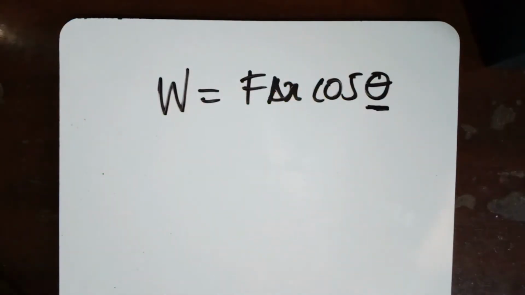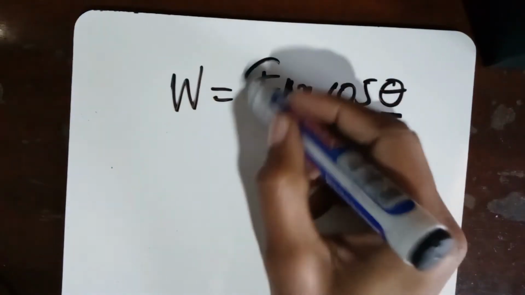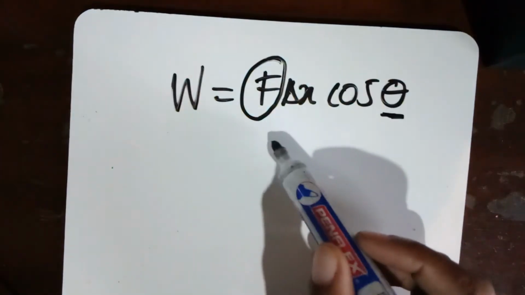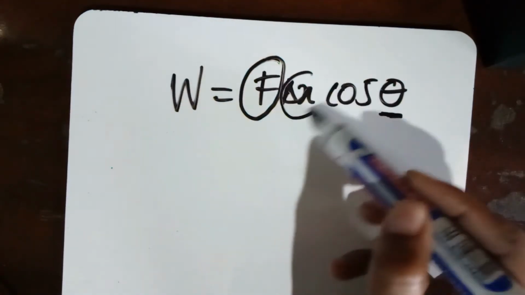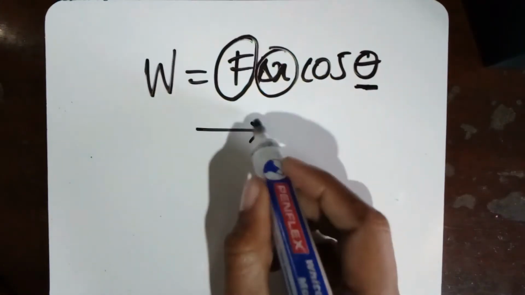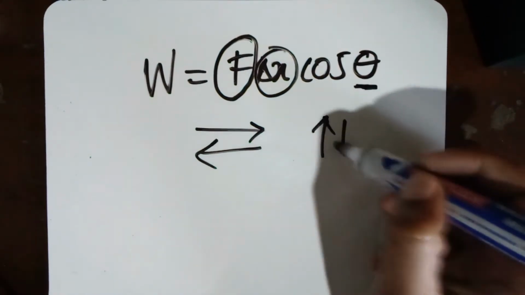There are also two things that are important in terms of work: the first is the force that is acting on the object, as well as the displacement of the object. This displacement can happen either horizontally, maybe it's moving left or right, or it can happen up or down.